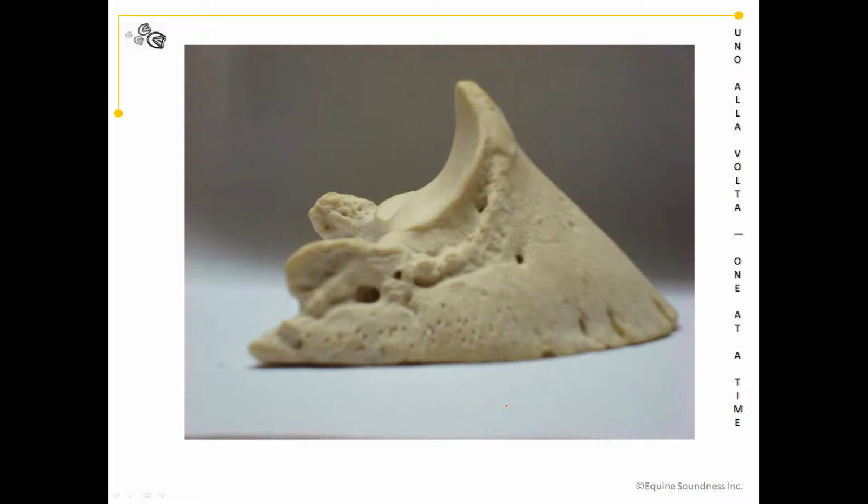This is a view of the same model coffin bone from the side, with the toe line, the distal border, the extensor process, also known as the pyramidal process because it's shaped a little bit like a pyramid. The joint surface to the short pastern bone, also known as P2, and the palmar processes here in the back, both sides.